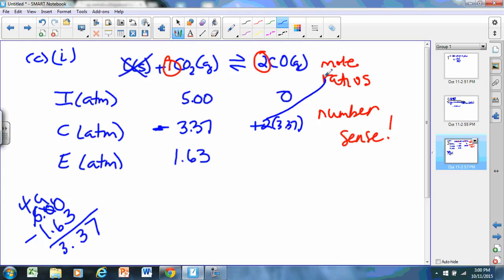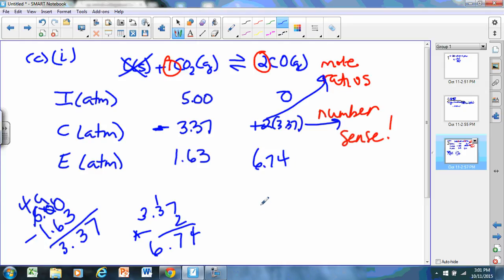Let me say it again. Chemistry is all about mole ratios, and you got to have some number sense. So what's 3.37 times 2? It's 14, carry the 1, 7, carry nothing. This is 6.74. The question asked for the equilibrium pressure of carbon monoxide. The answer is 6.74 atmospheres.